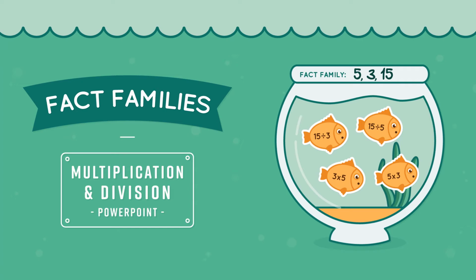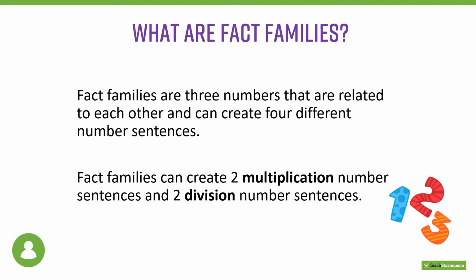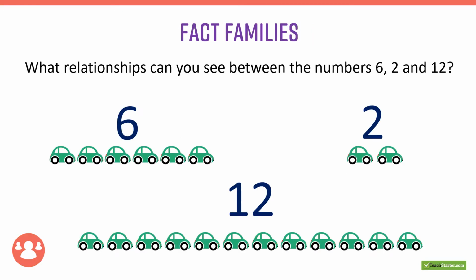Today we are going to revise over our knowledge of fact families. So fact families, remember, are three numbers that are related to each other and can create four different number sentences. When we create these number sentences, we have two multiplication number sentences and two division number sentences. Now we're going to take a look at an example of a fact family.